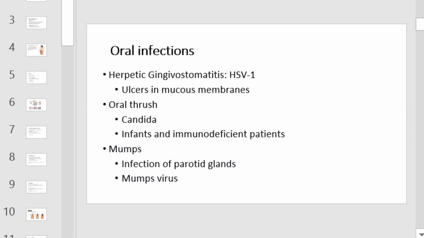Oral infections. Herpetic gingivostomatitis, which is caused by HSV-1, causes ulcers in the mucous membranes of the mouth. Oral thrush is caused by Candida and is common in infants and patients who are immunodeficient. Mumps is an infection of the parotid glands and is caused by the mumps virus.